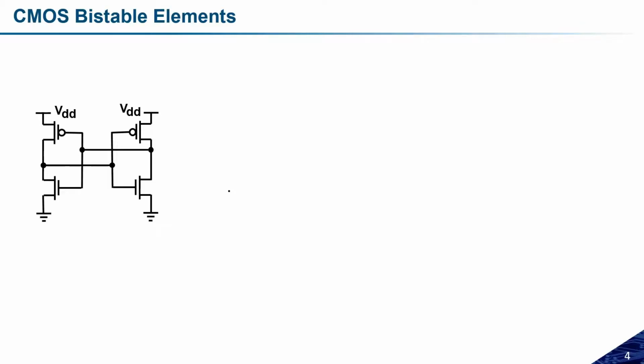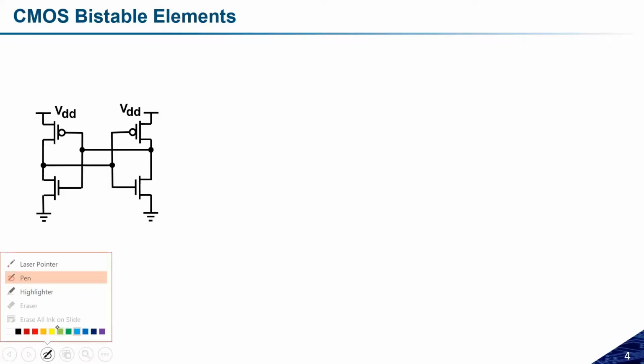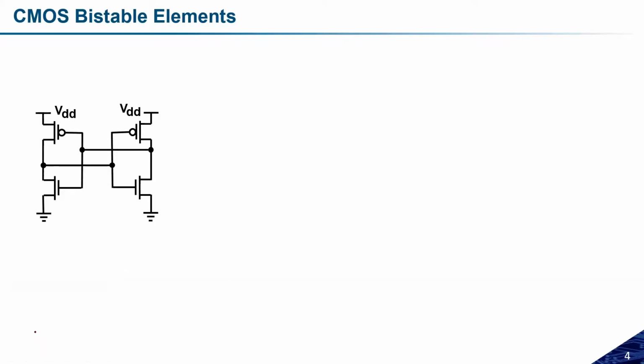Let us try to see how it will look like. Let us write some notes. Let us assume the left side one is inverter number 1. If this is inverter number 1, in that case this node is nothing but VI1.